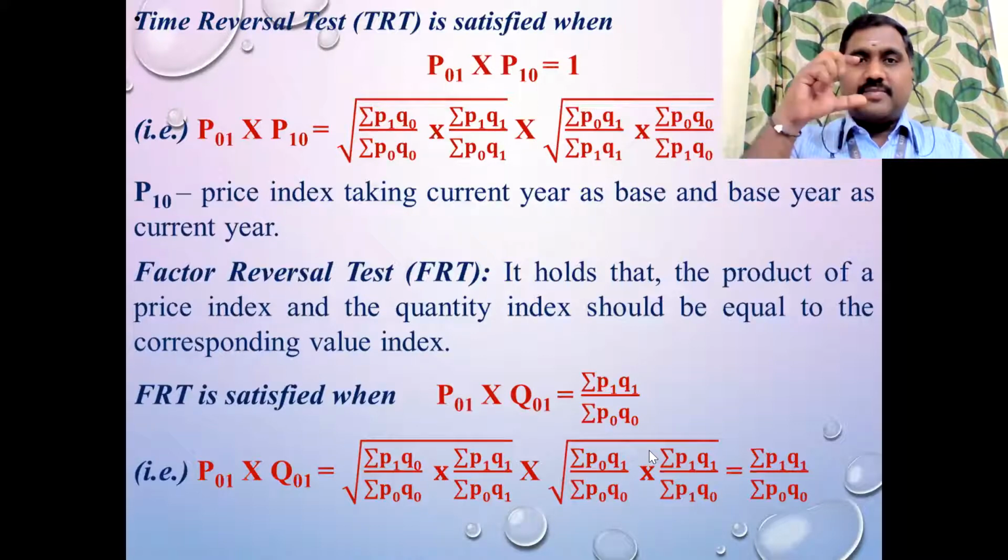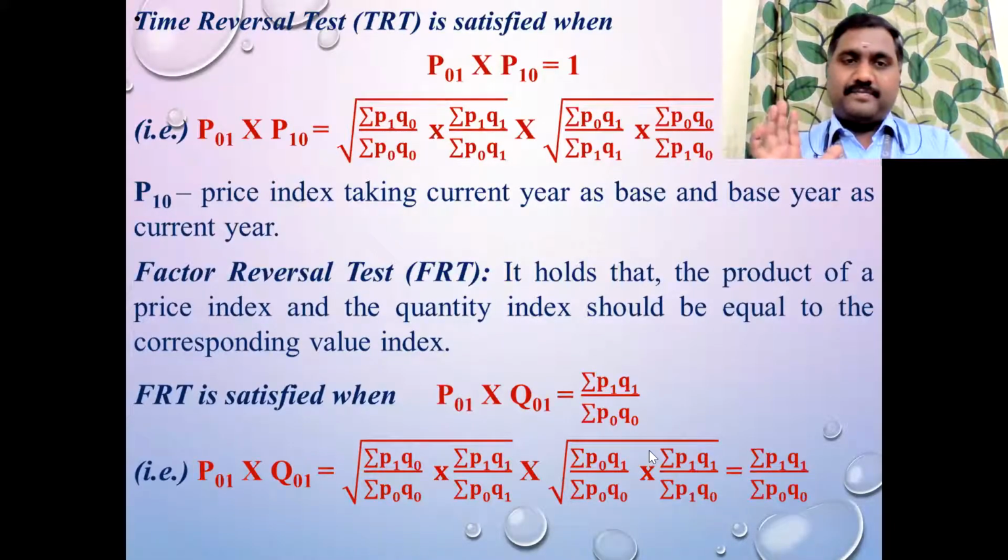First one is keep the base formula, summation P1 divided by summation P0. If you multiply the numerator and denominator with Q0, the base year quantity, it is Laspeyres method. If you multiply the numerator and denominator with the current year quantity Q1, it is called Paasche's method. If you multiply the Laspeyres and Paasche's methods, that is called Fisher method. Now, is it clear?